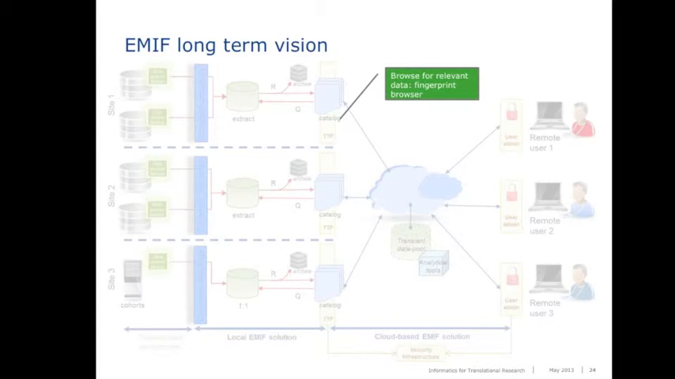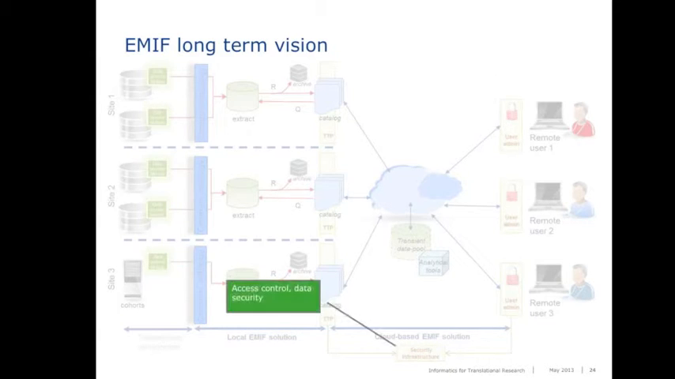Then we need those fingerprints. So they need a fingerprint browser. They need to be able to see which of the data sources could be interesting for their particular research question. Next step is then that the researcher contacts the data owners to say, well, I have this research question. Can I have access to your data to answer this question? Which means we need security, access control, authorization, all these things need to be in place as well.